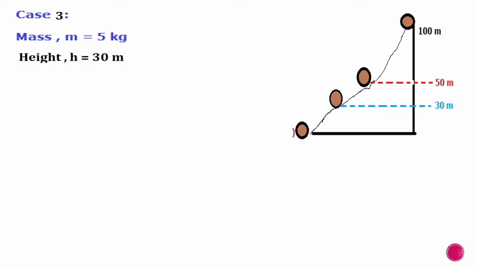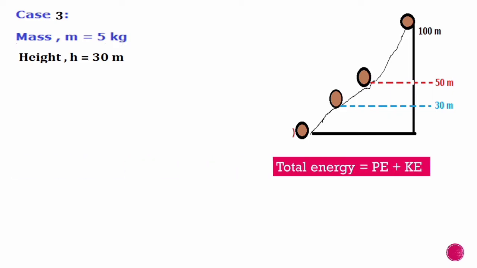Now the mass has moved a little bit further and it is now at a height of 30 meters from the ground. So what will be the potential energy of the object? The potential energy again we can calculate using the formula mgh. So potential energy is equal to 5 into 10 into 30, which is 1500 joules.